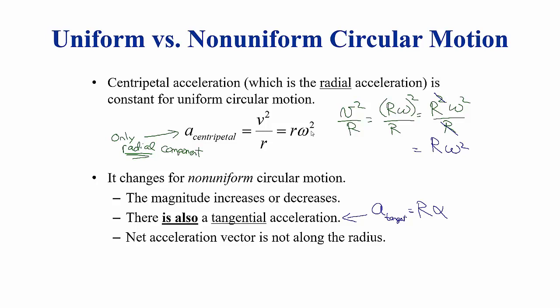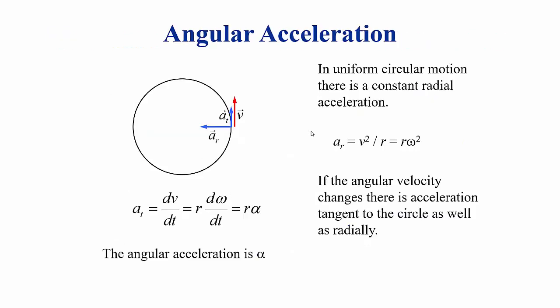And if there's a radial component to the acceleration, which there is for all circular motion, and there's also a tangential component to the acceleration because it's non-uniform circular motion, then the net acceleration, the overall acceleration, will not just be along the radius. We'll have to add the two components together, which we're going to see in the next slide.